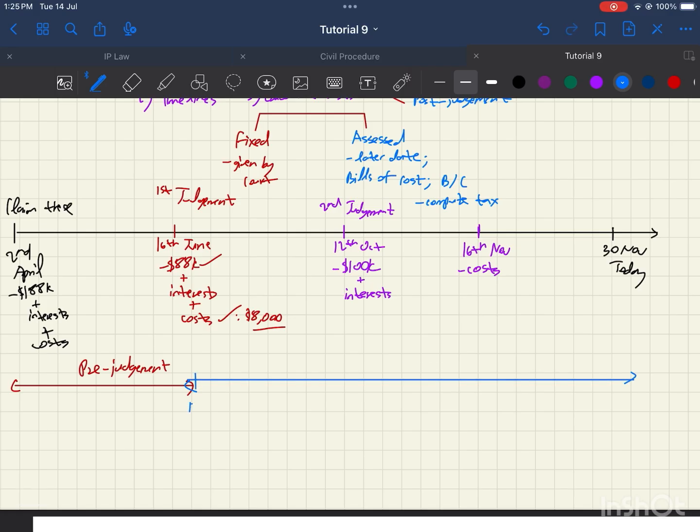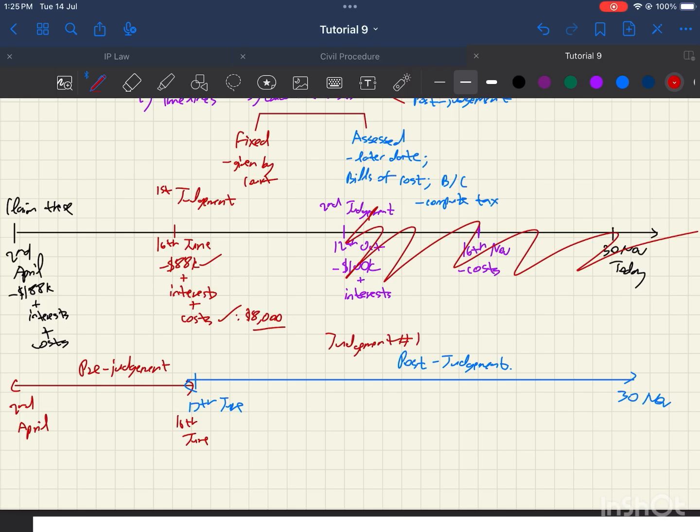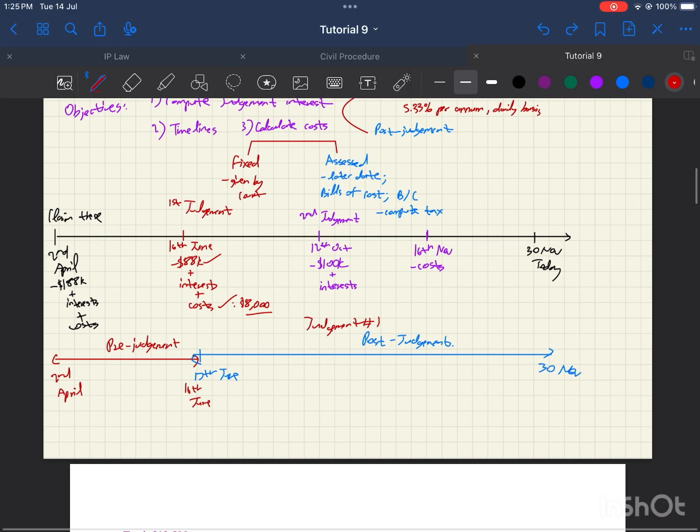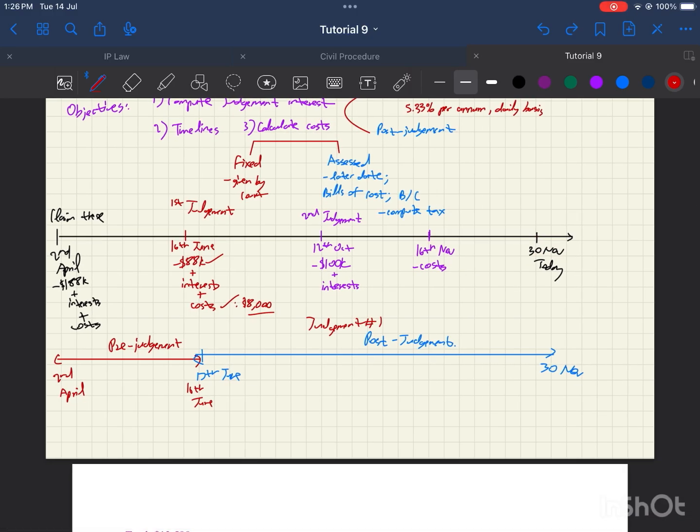Okay, so we're zooming onto post-judgment here. What does post-judgment mean? It means from 17th June to 30 November. That is post-judgment. And pre-judgment is from 2nd April to 16th June. Now, don't get confused. We're only looking at judgment 1 currently, right? So you can ignore all this for now. We're just looking at judgment 1.